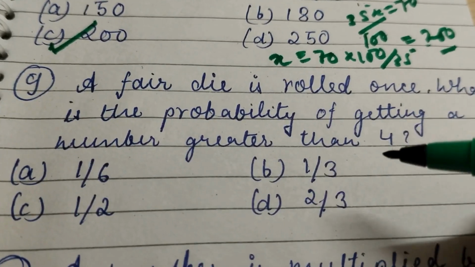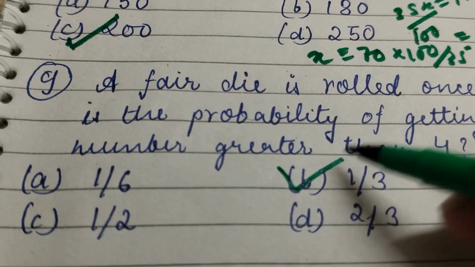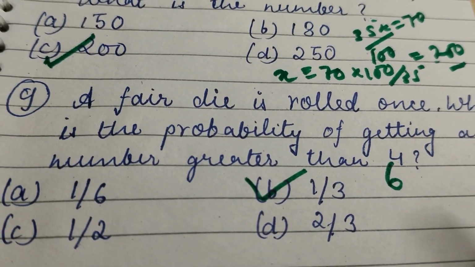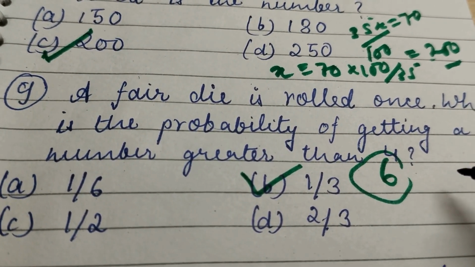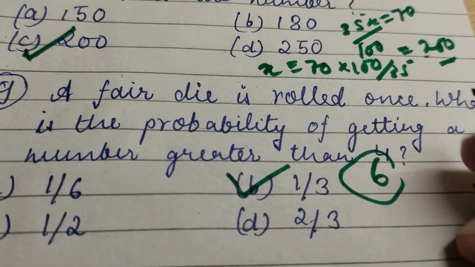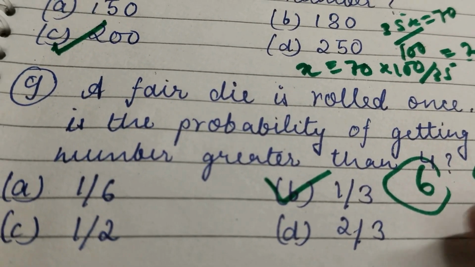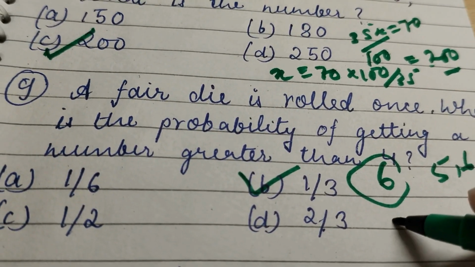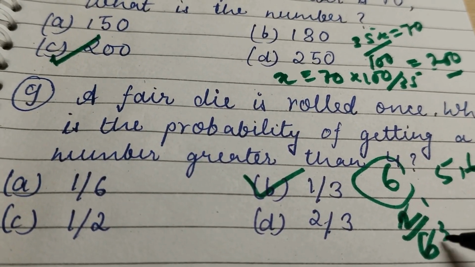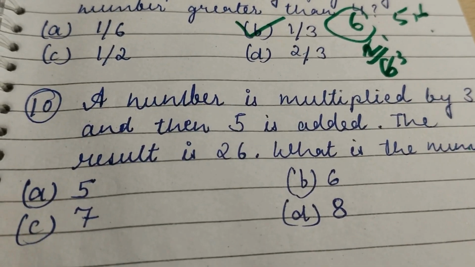So I'll tell you the answer. So the answer is 1 by 3. Now, as you know, for a die we have 6 outcomes, so 6 is the number of outcomes, and we want a number greater than 4. So only 2 numbers are greater than 4 on the die. They are 5 and 6. So we have 2 favorable outcomes upon the total number of outcomes. So it's going to be 1 by 3. Okay, so now let's move on to the next one.